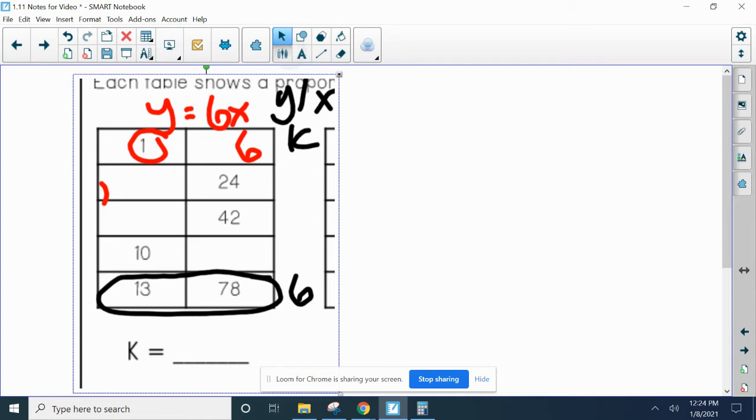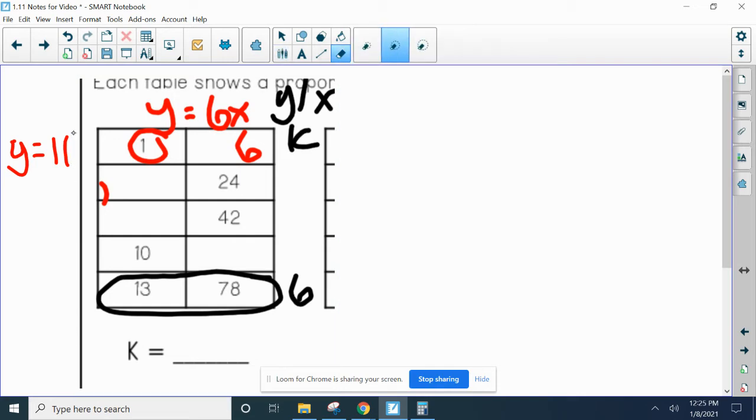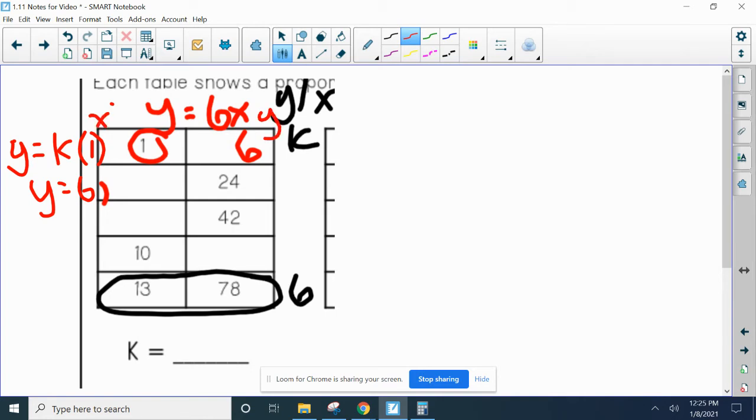So we know that our y is equal to 6x. So here, y is equal to k times 1. Well, yeah, k is 6. So y is 6. And if we didn't already, we're going to go ahead and put our y here and our x here.